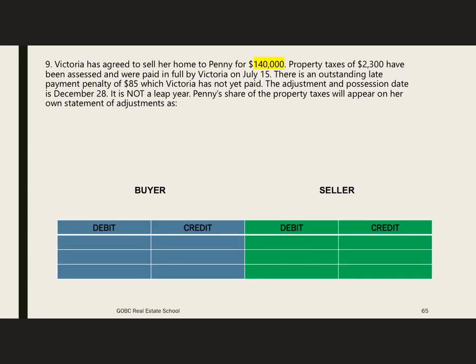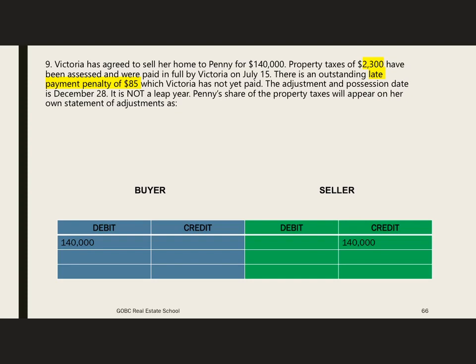Okay, so this question is just asking about Penny's share of the taxes. So Penny is the buyer. So we want to figure out the property taxes, what is going to show up on the buyer's statement. So it's good practice to figure out what's happening with the rest of the stuff that's in the question, like where all the other amounts, if they're going to show up on the statements, where they're going to actually land. So the purchase price here is $140,000, so that's a credit to the seller and a debit to the buyer.